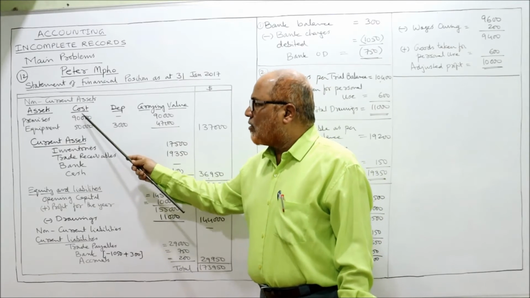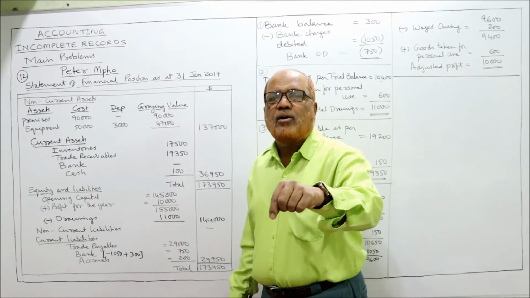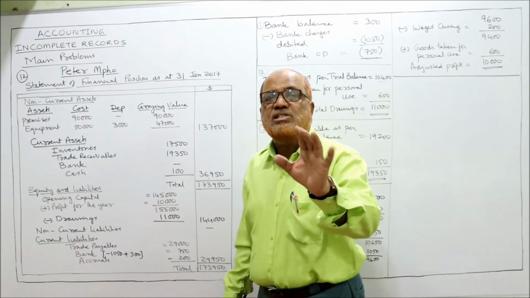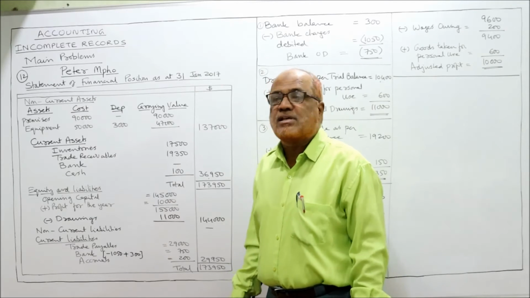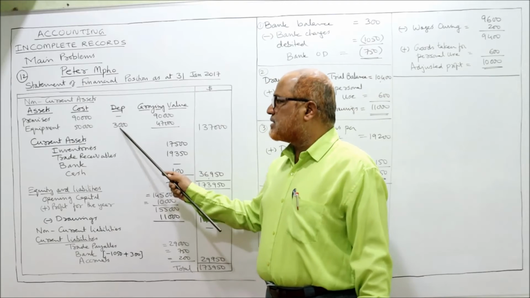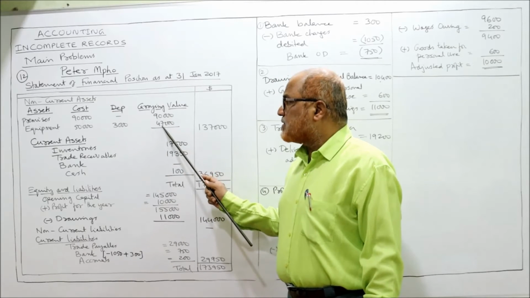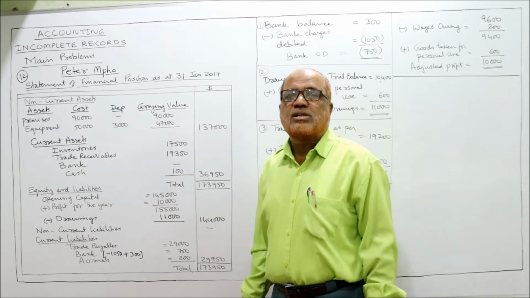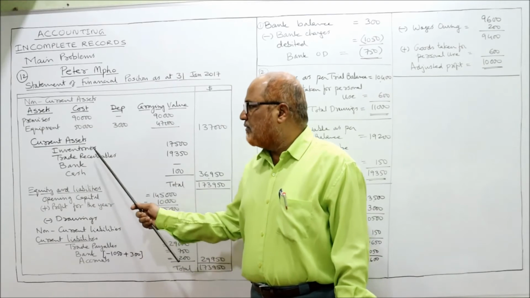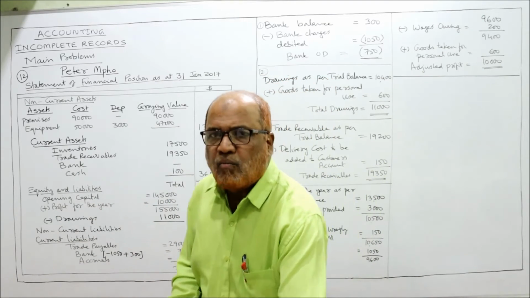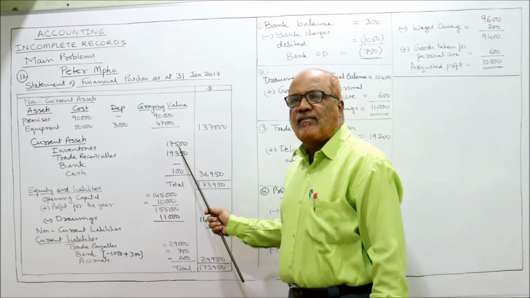For equipment, the cost is 50,000. But in adjustment, it is saying that at the end of the year, its value has come down to 47,000. That means 3,000 rupees, $3,000 is the depreciation. So 50,000 minus 3,000, 47,000 carrying value. Add up 90,000 plus 47,000, 1,37,000 is the non-current asset. Now current assets, we have inventories. As it is, whatever inventory value is given, that is 17,500, same 17,500 I have taken.